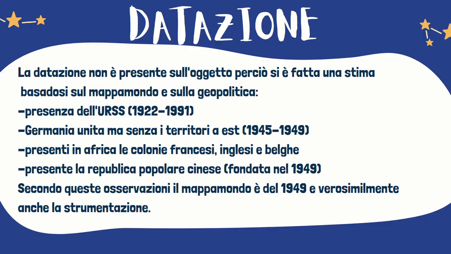For a better understanding about the datation of this object, it is necessary to study the geopolitical situation on the globe. The first thing that we can note is the presence of the URSS, which highlights a period ranging from 1922 to 1991. We then observe that Germany is united, but doesn't include the territories to the east, which restricts the period in a range of time between 1945 and 1949.